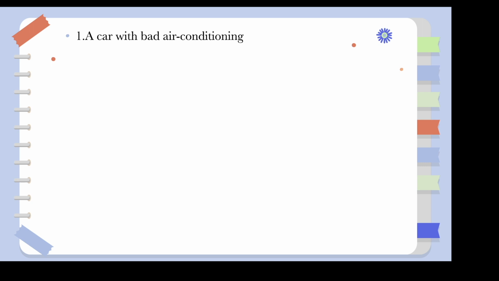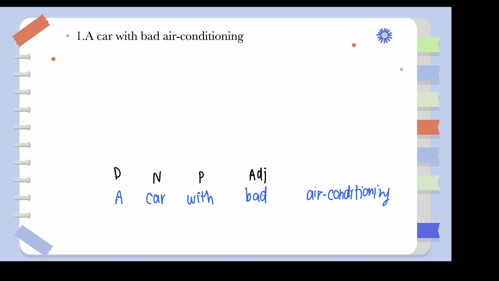So as the same, I write a car with bad air conditioning. Air conditioning is a compound, so I'm going to group it as just one word. Okay, air conditioning, and then analyze the part of speech. A is determiner, car is N, with is preposition P, bad is adjective, and air conditioning is just noun. So I'm going to start from our noun first, and then we have N bar.